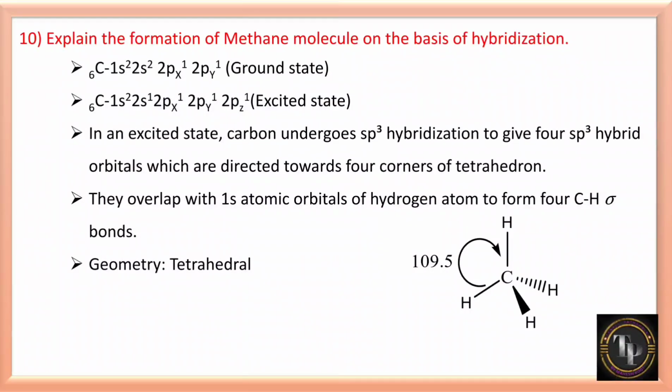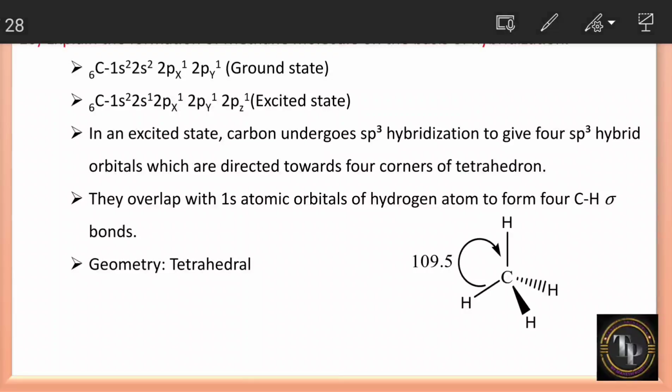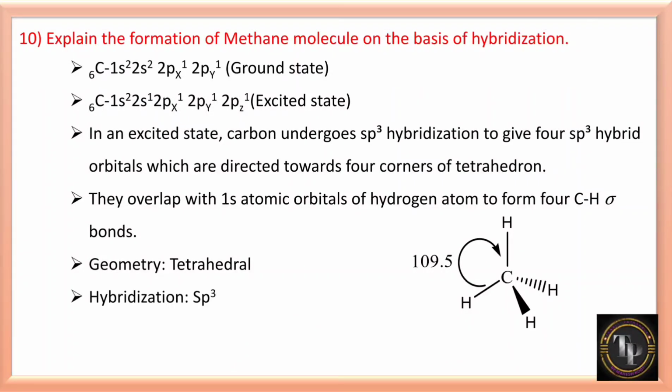Geometry is tetrahedral, very important. Hybridization is sp3, guys. You remember at least this trick. If all are singly bonded to the carbon atom, it is sp3. Any one double bond, sp2. Any one triple bond, it may be sp2 or it may be sp. Bond angle 109.5.